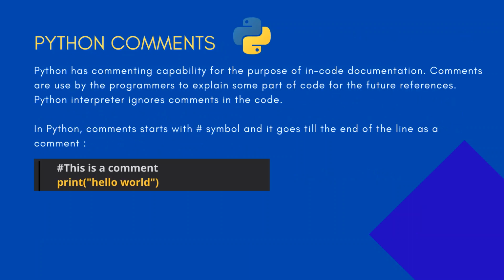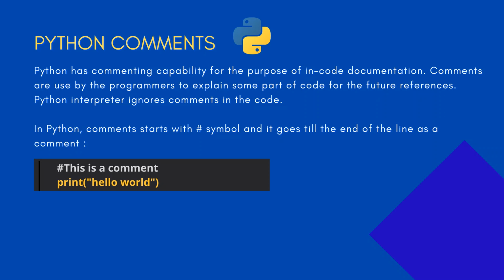Now let's talk about Python comments. Python has commenting capability for the purpose of in-code documentation. Comments are used by programmers to explain some part of the code for future reference. The Python interpreter ignores comments in the code. In Python, a comment starts with the # symbol and goes till the end of the line, like the given code sample.